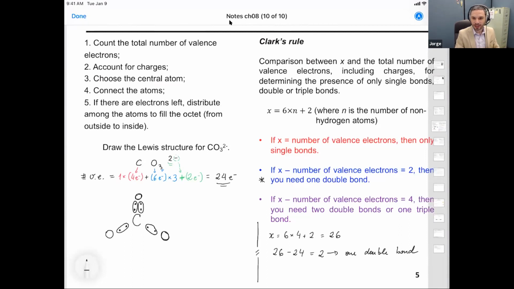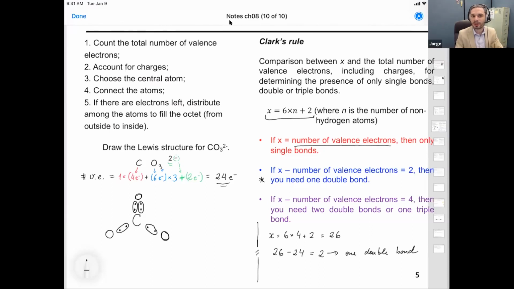Does that partially answer your question? Could you explain one more time where the 26 minus 24 came from? Yes. So look here at the right side of the slide. See here Clark's rule. Okay, cool. So for the Clark's rule, we are comparing X right here with the number of valence electrons.